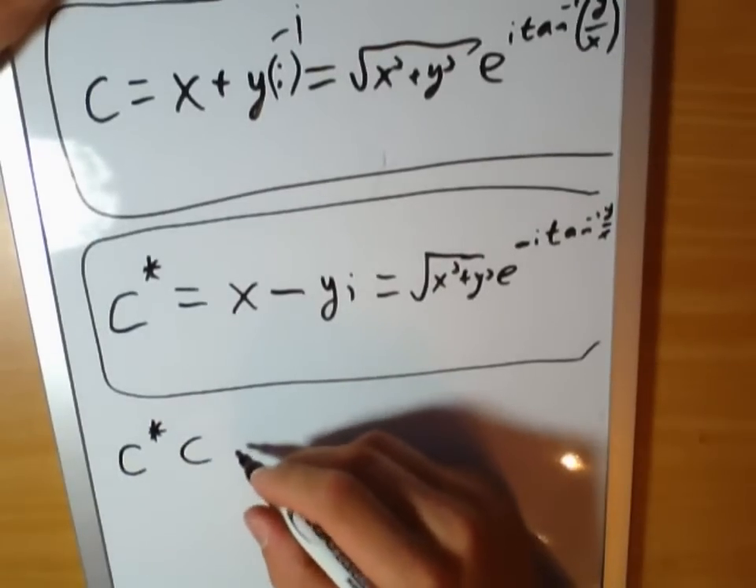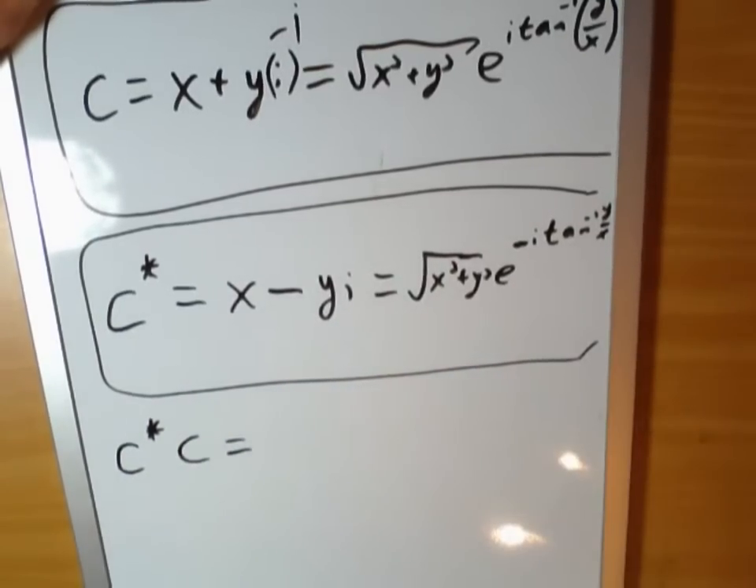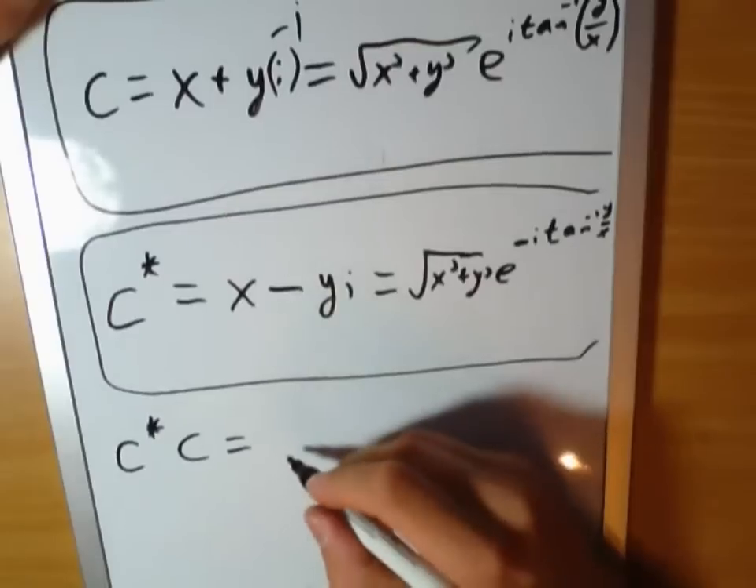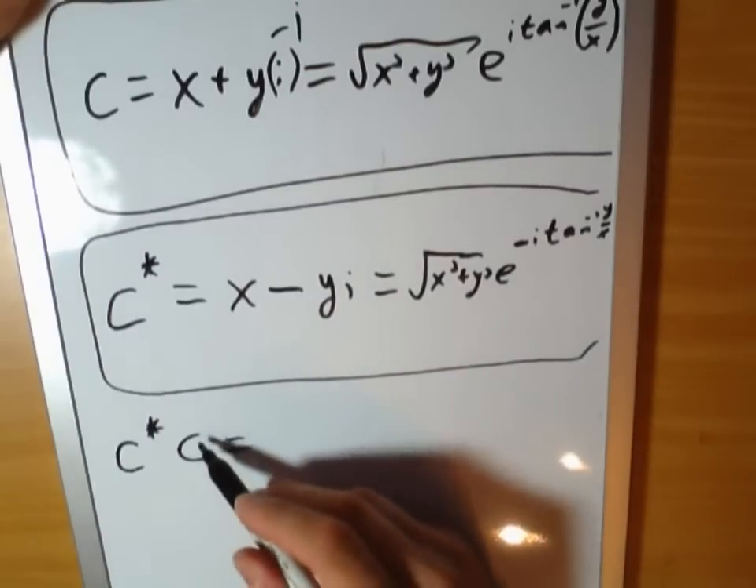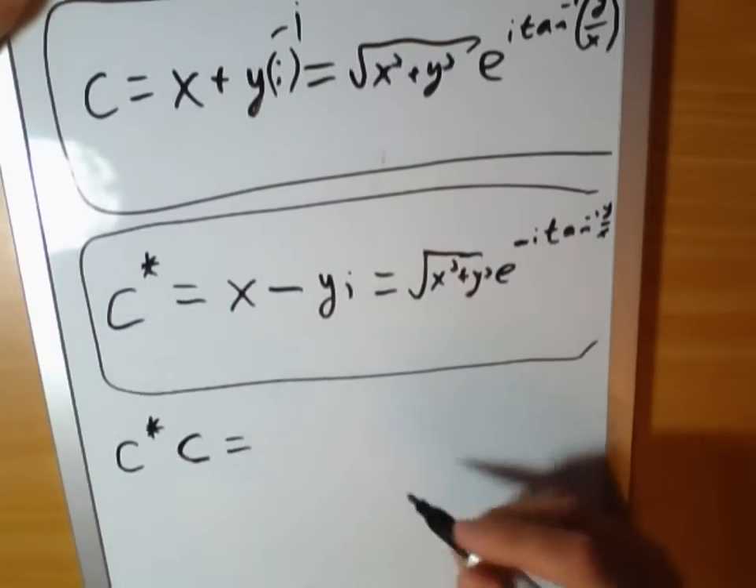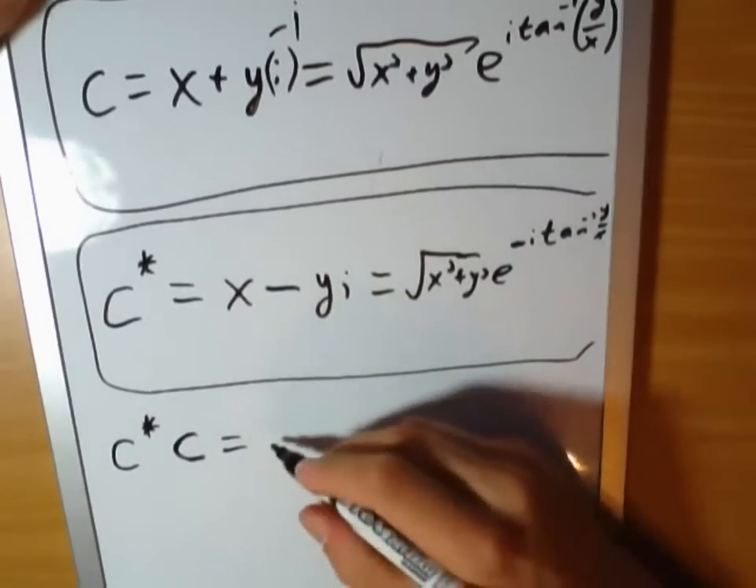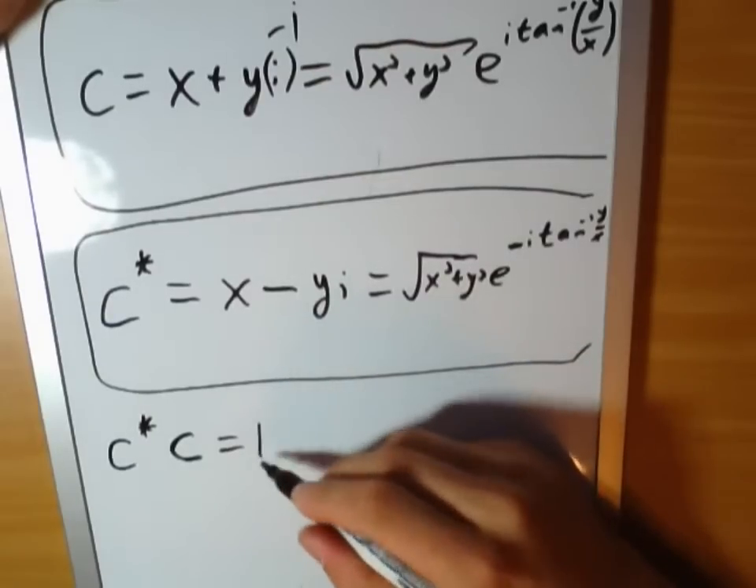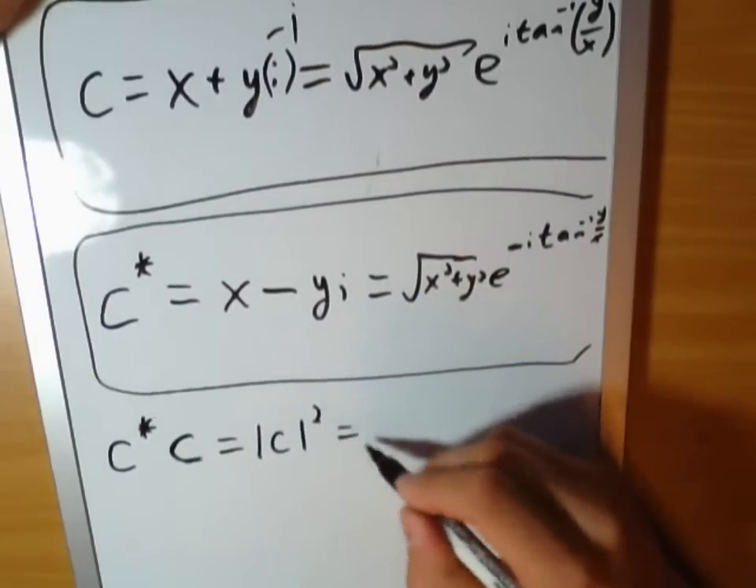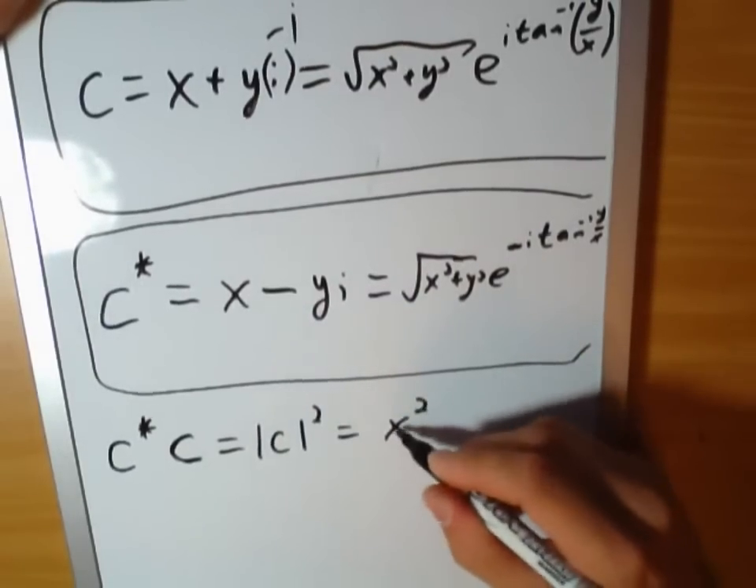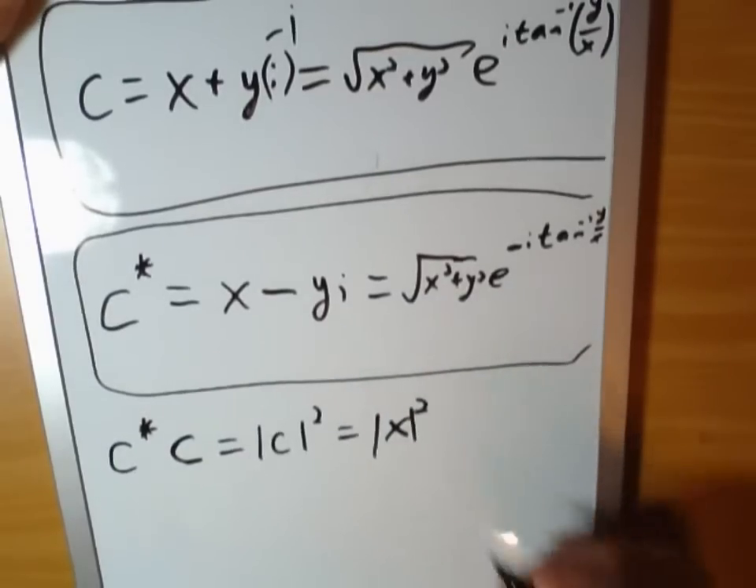One thing that's also important to keep in mind, though, is whenever you have a complex conjugate times the complex number itself, what you ultimately end up getting is just the real component squared.